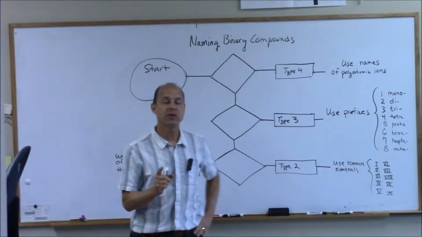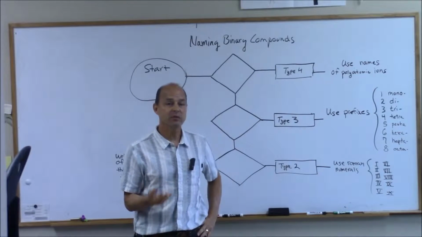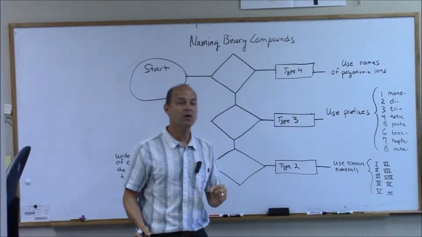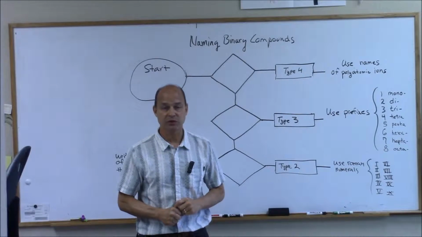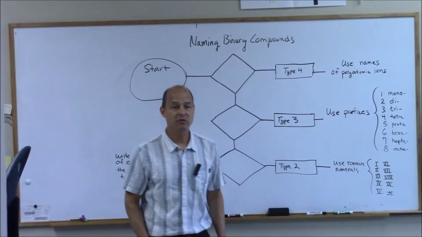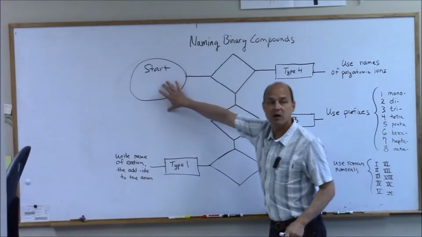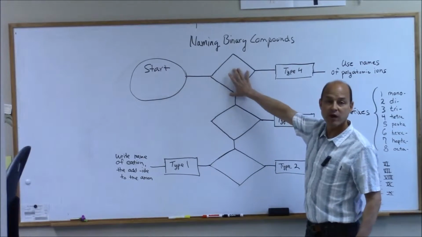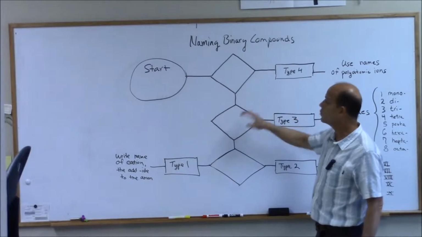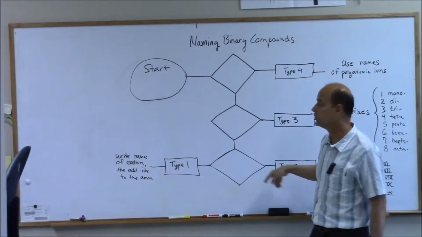Now, the order that you ask those questions is really important because if you don't get them in the right order, you're not always going to get the right solution. So let me give you the right solution. This is a typical flow chart where we start and then we ask ourselves some questions, and based on the answers to those questions, we're going to take different paths.